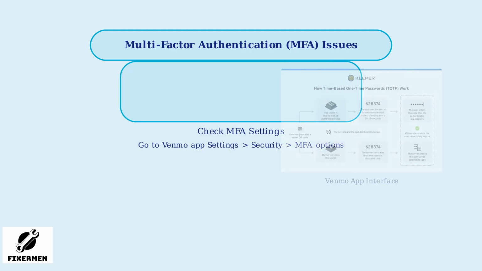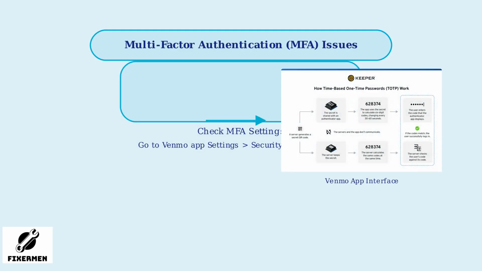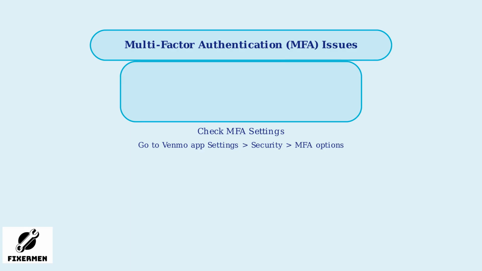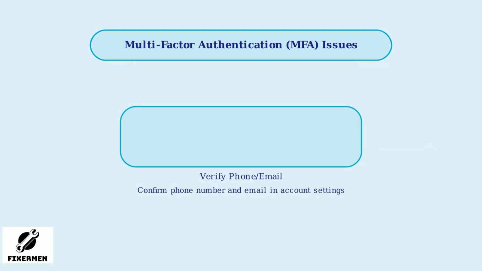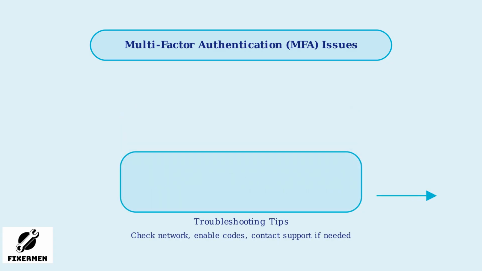To check your MFA settings, open the Venmo app and go to Settings, then Security to review your MFA options. Make sure your phone number and email address are verified in your account settings. This ensures you can receive SMS codes or email notifications. If you're not receiving codes, check your network connection. Ensure the Authenticator app is set up correctly, or contact Venmo support for help.